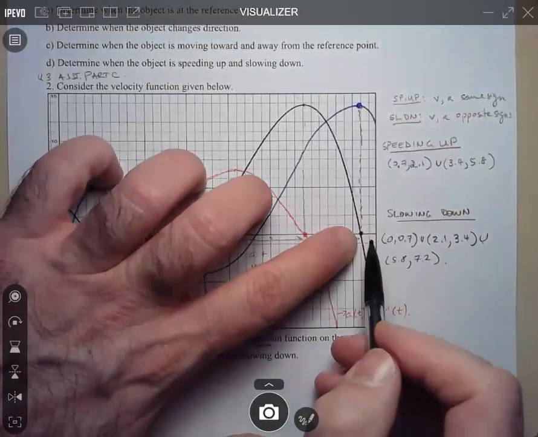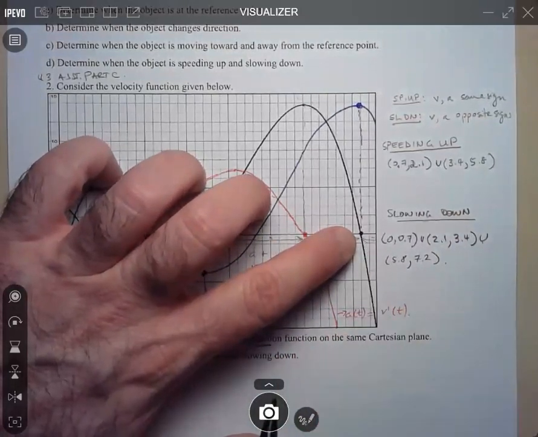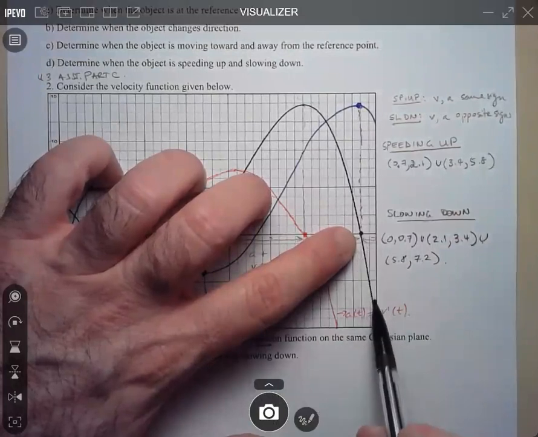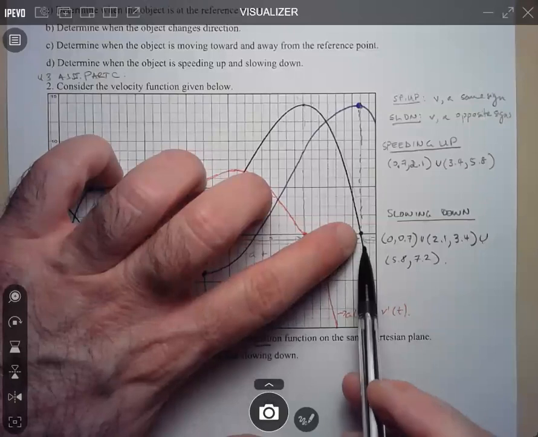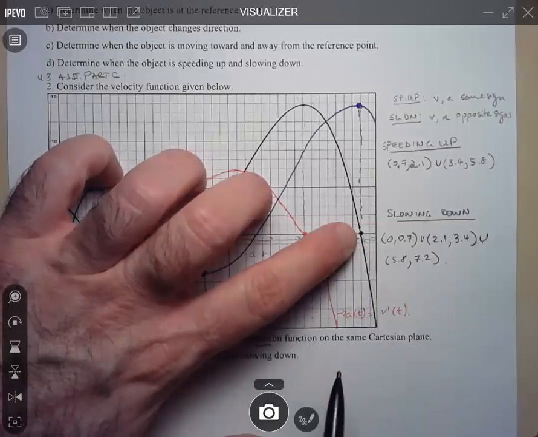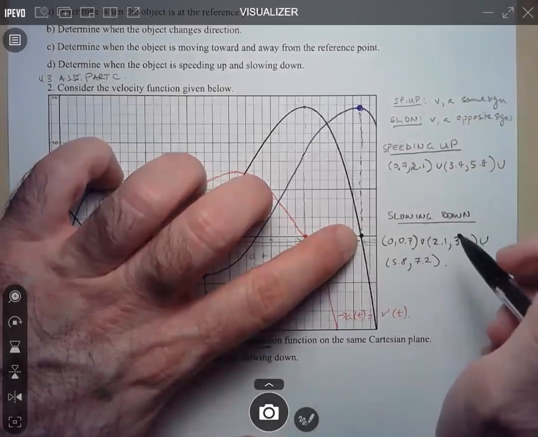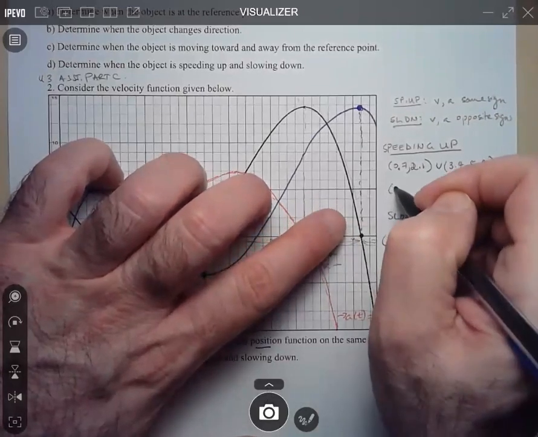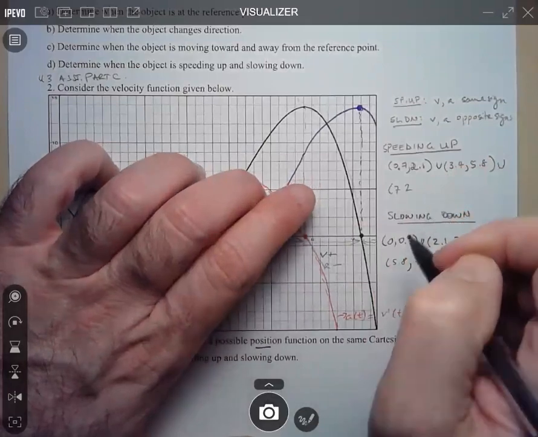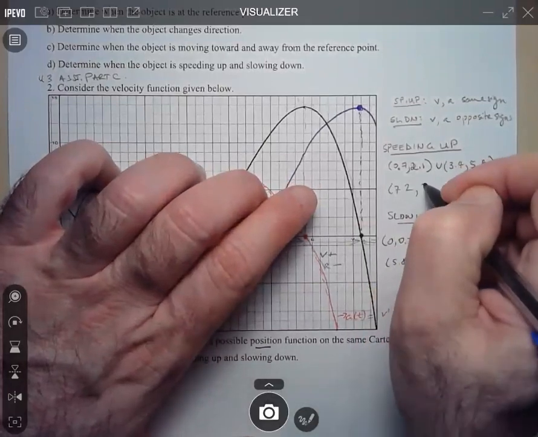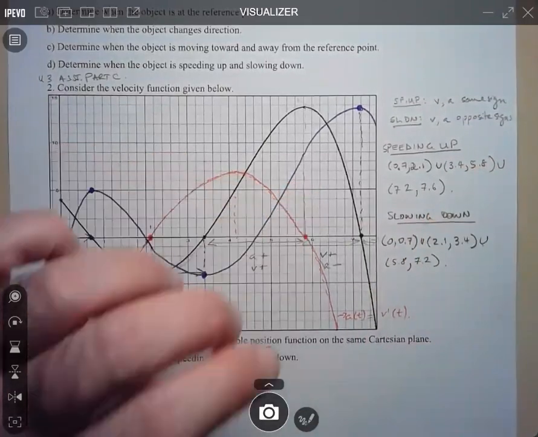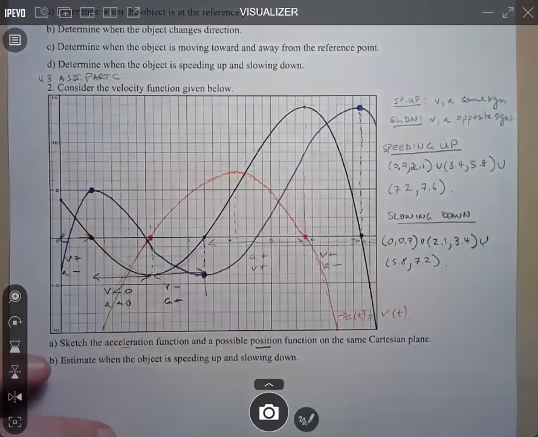And then finally in this last little bit, the velocity is negative and the acceleration is negative. So that's going to go in the speeding up category because the signs are the same. So this looks to be about 7.2 to 7.6. And there we go. There's our speeding up, slowing down.